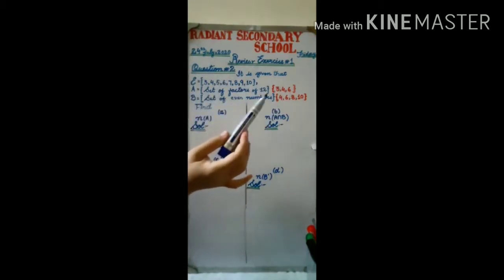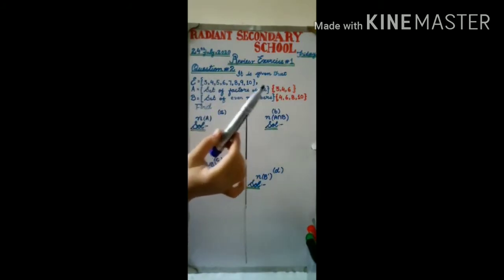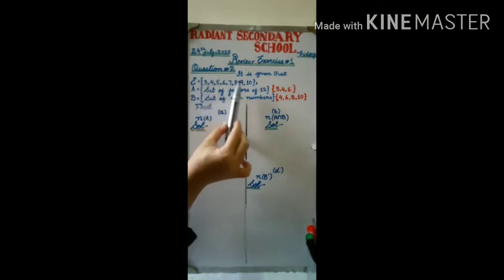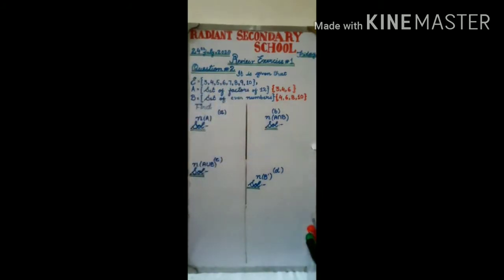You have to take even numbers from 4 to 10 because in universal set, first element is 3, last element is 10. So we have to take even numbers between these two elements 3 and 10. Now what we have to find, we have to find n of A.